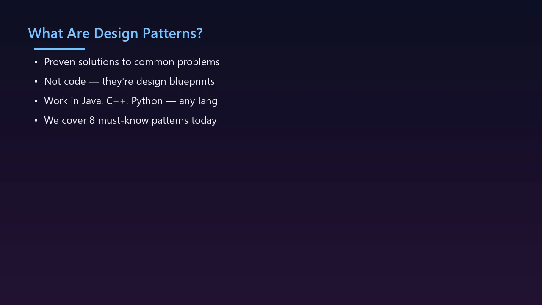Today, we go through 8 patterns. 3 creational, how to create objects smartly. 2 structural, how to organize classes. And 3 behavioral, how objects communicate. Let's start with the creational patterns.